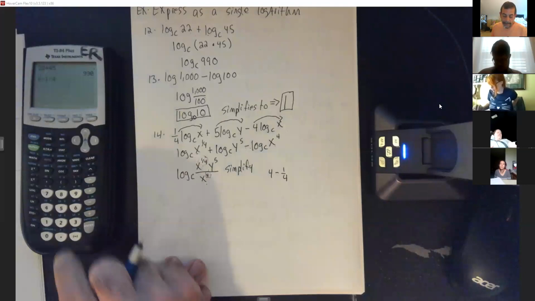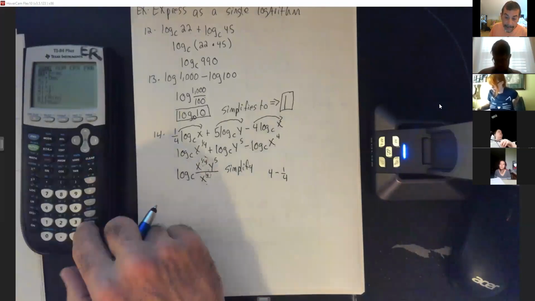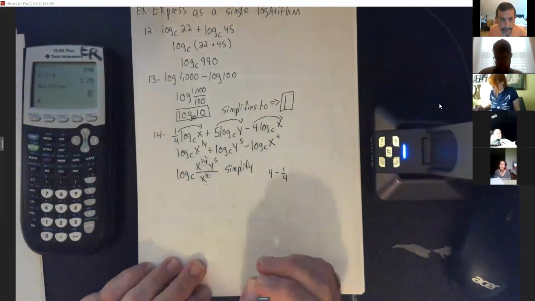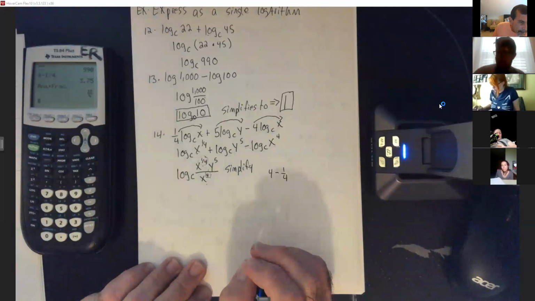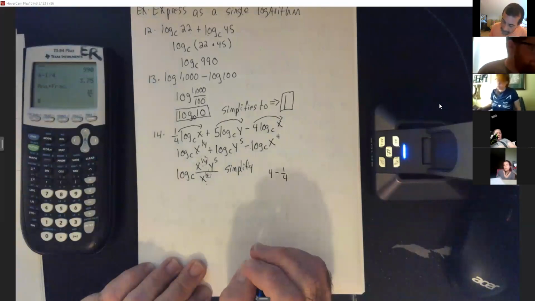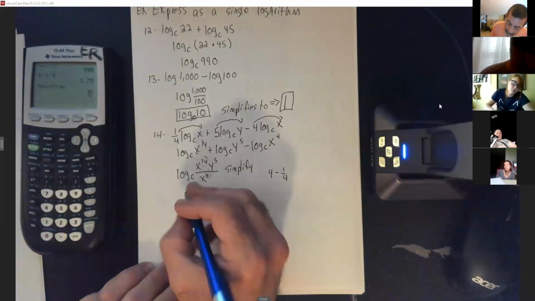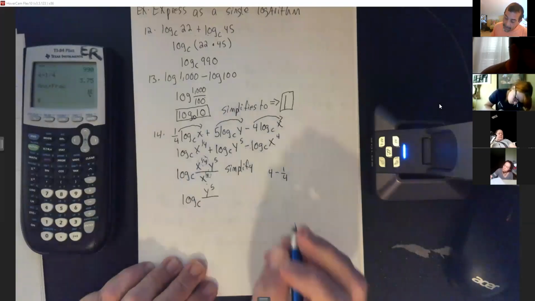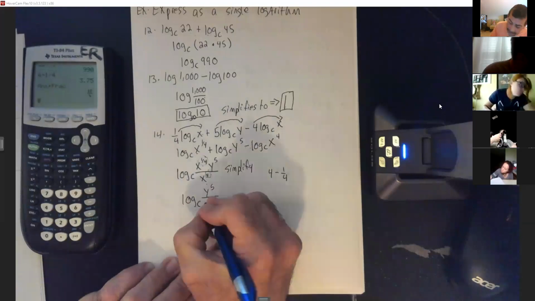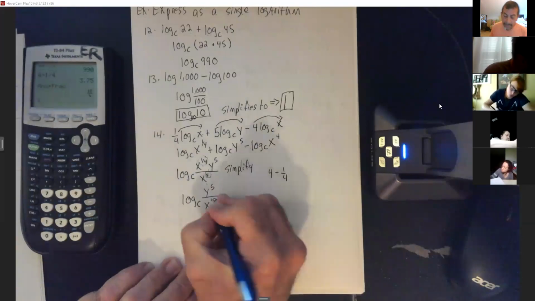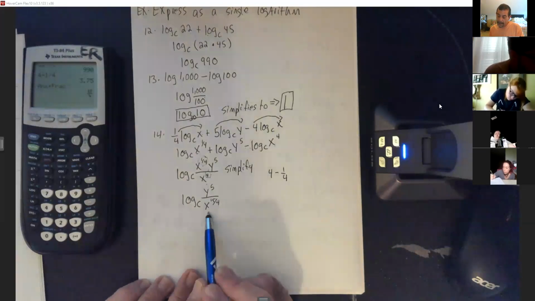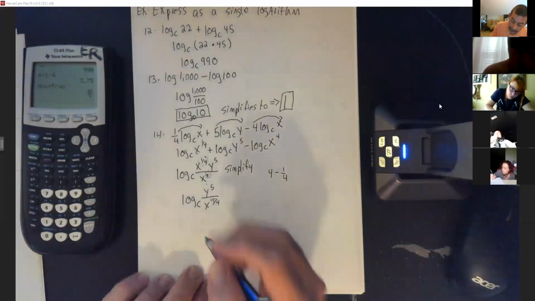3 3/4. So I'm going to hit math and enter twice because I want that to be a fraction. And what's that? 15/4? Yep. All right, so I get 15/4. So I'm going to have my log C. The y to the 5th is on top. And on bottom, we said that was x to the 15/4. Now, I got y's on top, x's on bottom. None of those will simplify, so we are done.